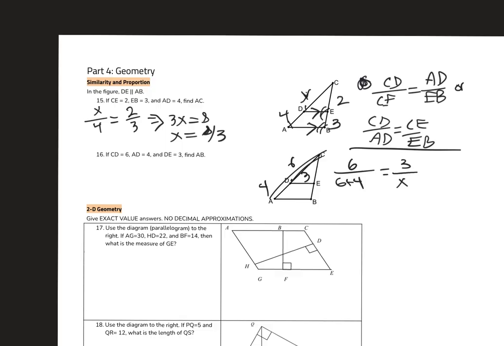So again, cross multiplying, we can get that 6x is equal to 3 times 6 plus 4, or 30, which gives us that x is equal to 5. Okay.